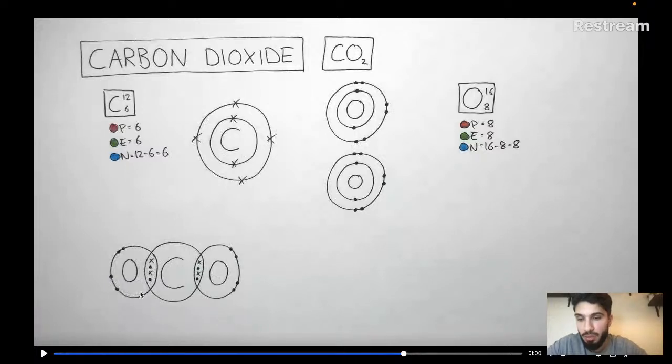So the oxygen atom is stable. What about the carbon atom? 1, 2, 3, 4. Go around 5, 6, 7, 8. Stable. What about this oxygen atom? 1, 2, 3, 4, 5, 6, 7, 8. Okay, so we can see that each atom has 8 electrons in its outer shell.